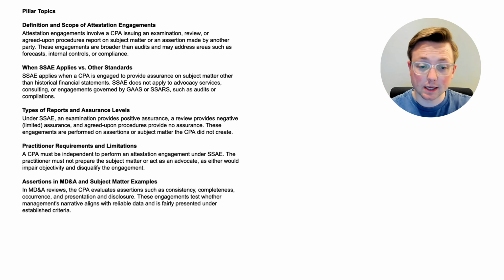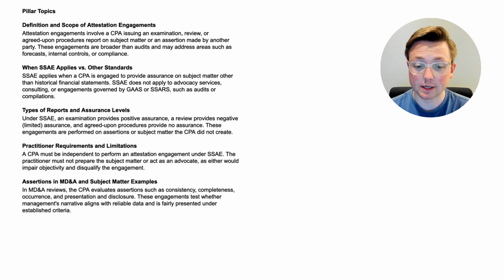Now let's talk about the different kinds of reports and assurance levels that fall under SSAE. Under SSAE, an examination provides positive assurance, a review provides negative/limited assurance, and agreed upon procedures provide no assurance. And those typically are the reports that fall under SSAE. These engagements are performed on assertions or subject matter that the CPA did not create.